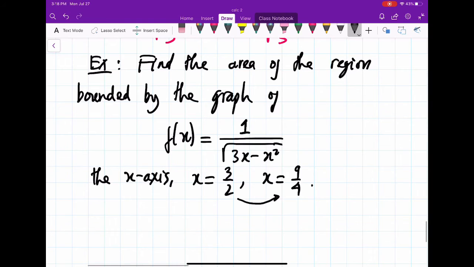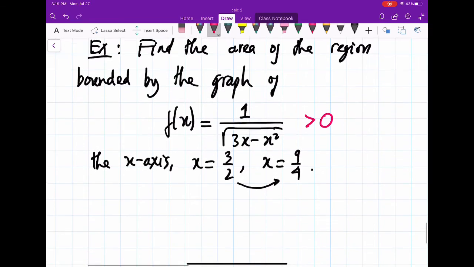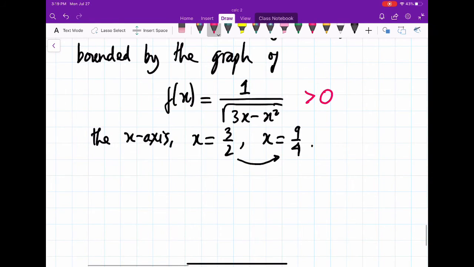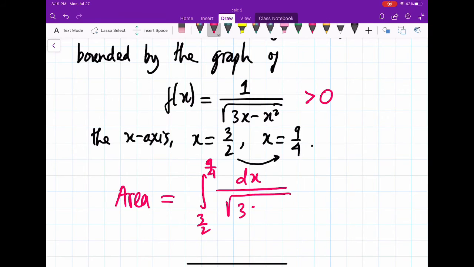And as usual, when you see an area problem, you need to think about the graph of this function, right? The graph is above or under the x-axis, or the graph has some piece under the x-axis. But in this situation, everything is above the x-axis because the function is always greater than 0. So we are good. We know the area is just equal to the definite integral of the function on the given interval, right? So I can write area equal to the integral from 3/2 to 9/4 of dx over square root of 3x minus x squared.